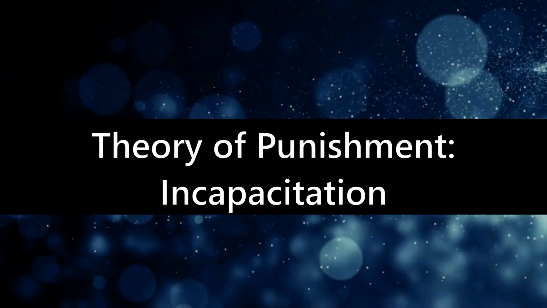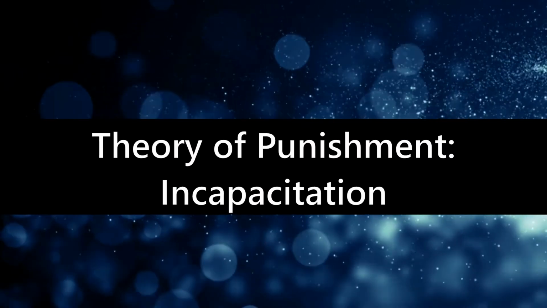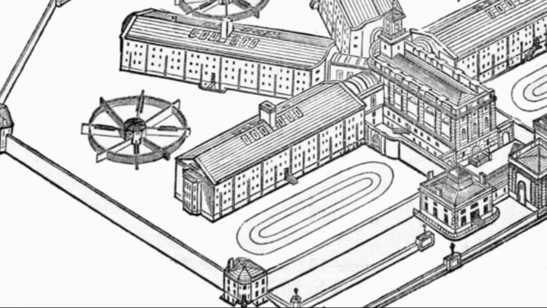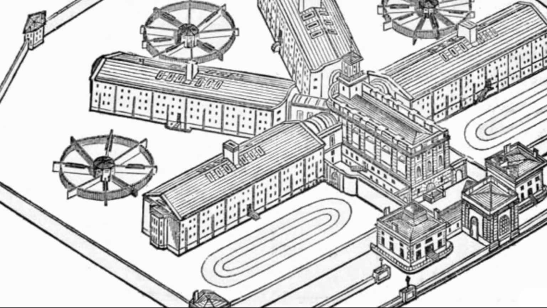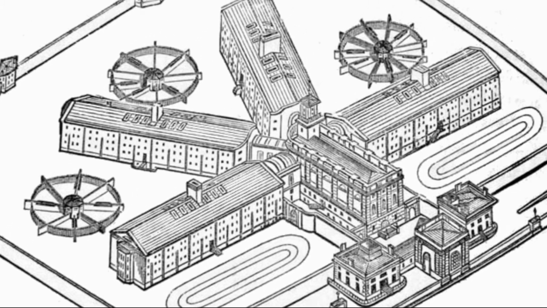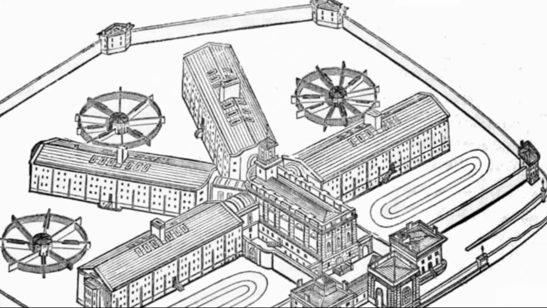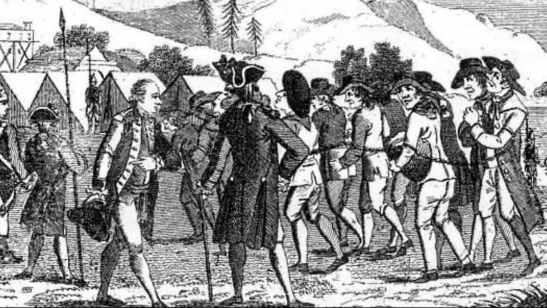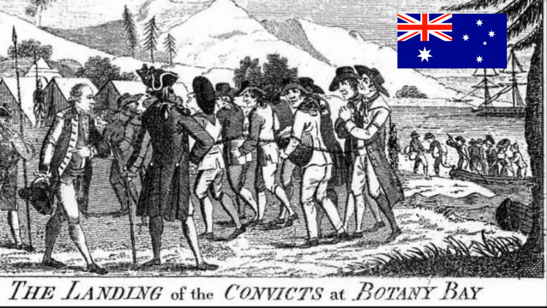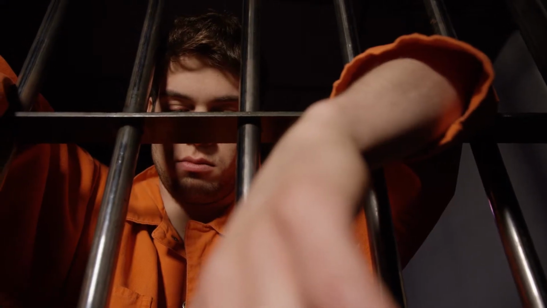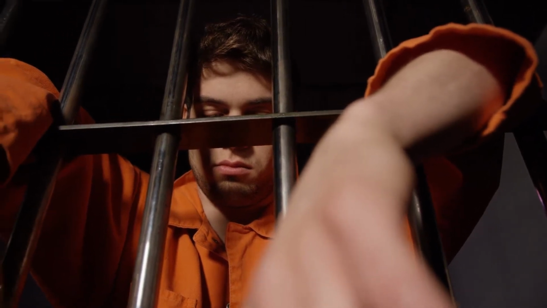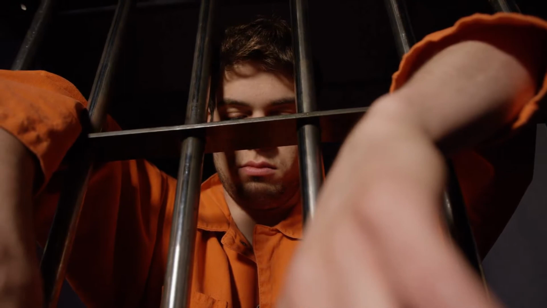Those that advocate for the incapacitation theory believe offenders must be prevented from committing further crimes by removing them from society. The removal can be temporary or permanent and is usually achieved through incarceration. Historically, some societies, such as Great Britain, exiled convicted criminals to penal colonies, the most famous being Australia. The overarching goal of incapacitation is to remove the most dangerous offenders from society in order to prevent the commission of crimes in the future.